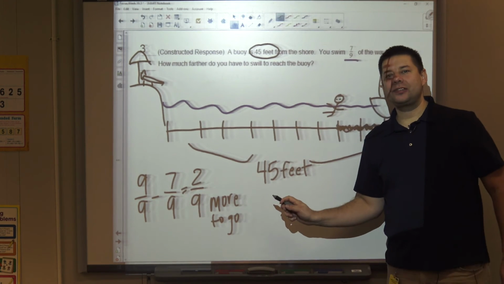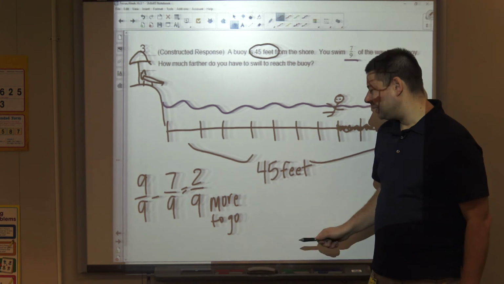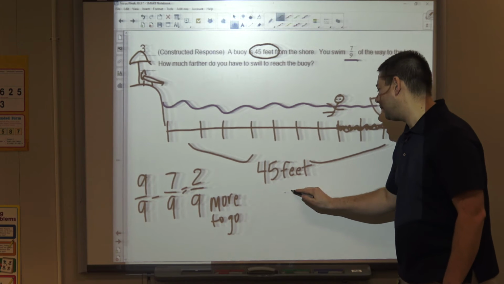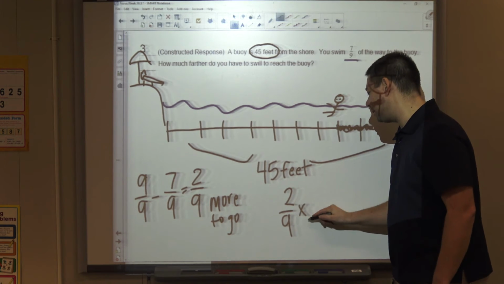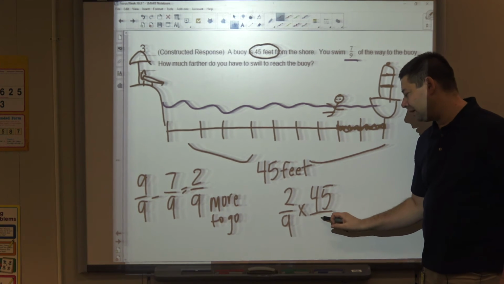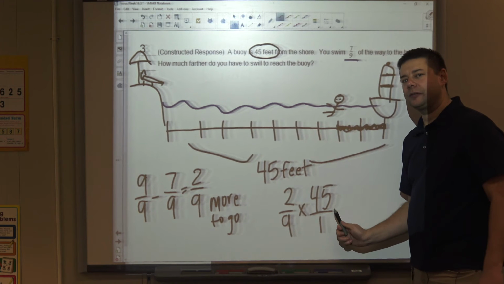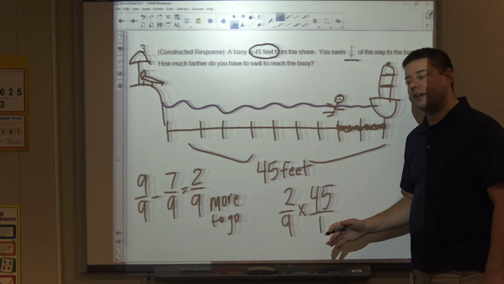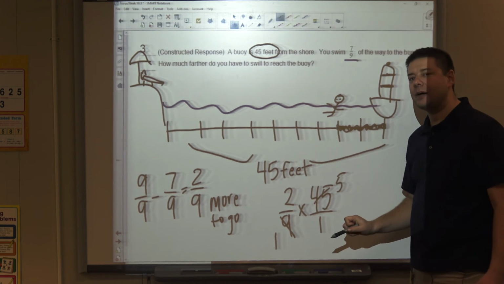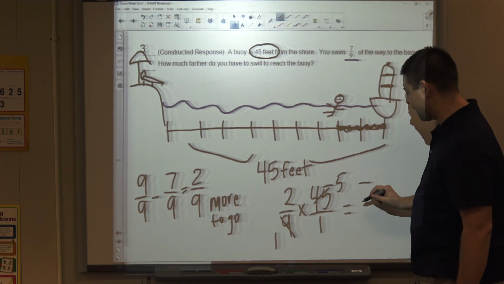So if I know it's 2/9, I want to figure out what is 2/9 of my total 45 feet. To do that, I just need to multiply 2/9 of 45. That's 2/9 times 45. And remember, 45 can become a fraction just by making it over 1. So now I want to think about cross-simplifying with 9 and 45. Luckily, 9 goes into 9 one time, and 9 goes into 45 5 times. That makes my math so much easier. Now I'm looking at 2 times 5, which is 10.